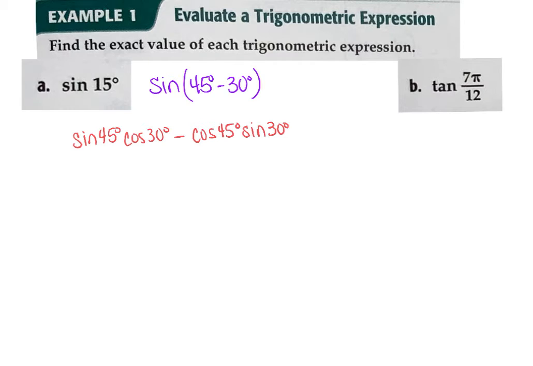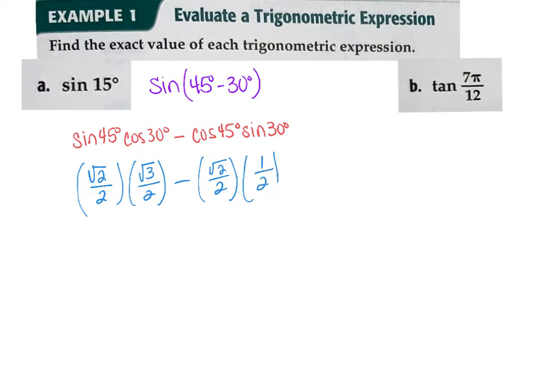Now this next part is using your unit circle. All right? So what is the sine of a 45-degree angle? Square root of 2 over 2. What's the cosine of a 30-degree angle? Cosine of a 45. And then sine of a 30. Okay? So I'm just filling it in.